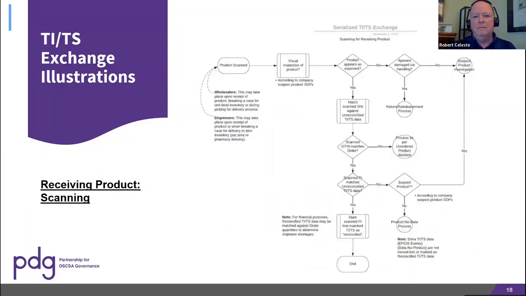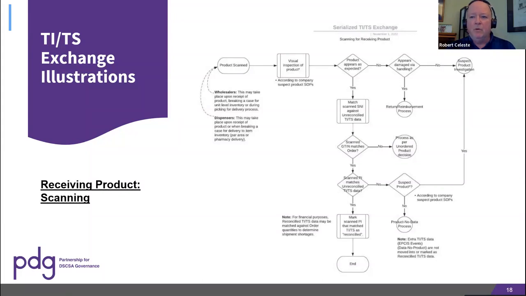Next slide. So this is a more detailed look at receiving product through scanning. And as I note there, this scanning process may take place in different steps within your own process. However, this just gives you an idea of the kinds of checks that could be made and when they could be made, and what you may be doing with that information and the communications that may be needed with your trading partner based on the scans that you have, the data, and also the EPCIS.